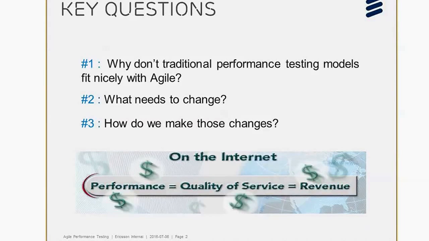So these are a few questions: why we need to move from traditional methods to Agile, and especially what is there for performance in this. What needs to change? What all we have been doing traditionally, does it hold good as of now, or do we need to change the approach for it? And finally, how do we make those changes? How do we make it happen in the real world?